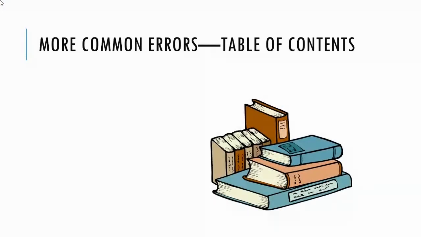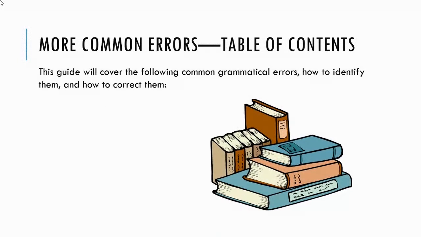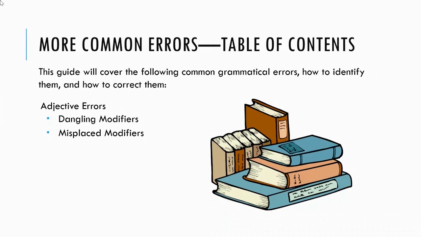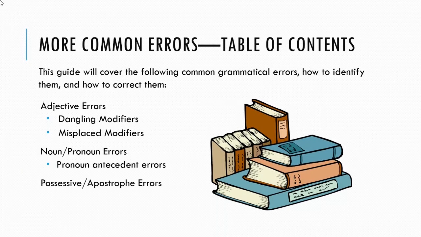This guide will cover the following grammatical errors, how to identify them, and how to fix them. Adjective errors such as dangling modifiers and misplaced modifiers. Noun pronoun errors such as pronoun antecedent errors. Possessive apostrophe errors, and misused or missing words.